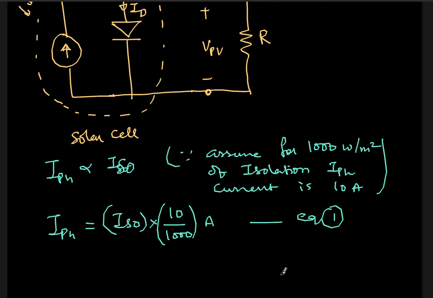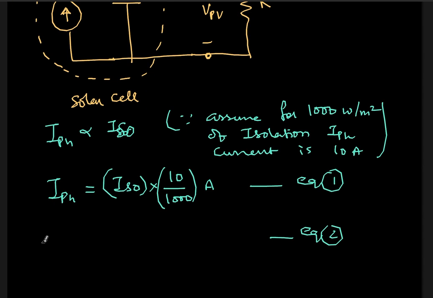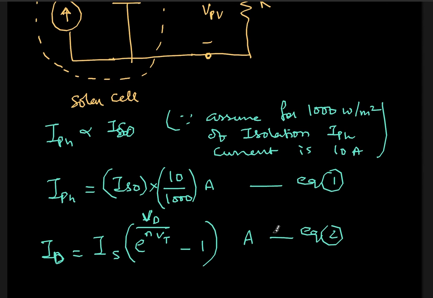Now equation 2 is your diode current. The diode current will be a function of this voltage. So ID is nothing but Is e to the power of Vd by n into Vt, minus 1. This is a standard model for a diode current ID. You might have seen this in one of the diode textbooks.